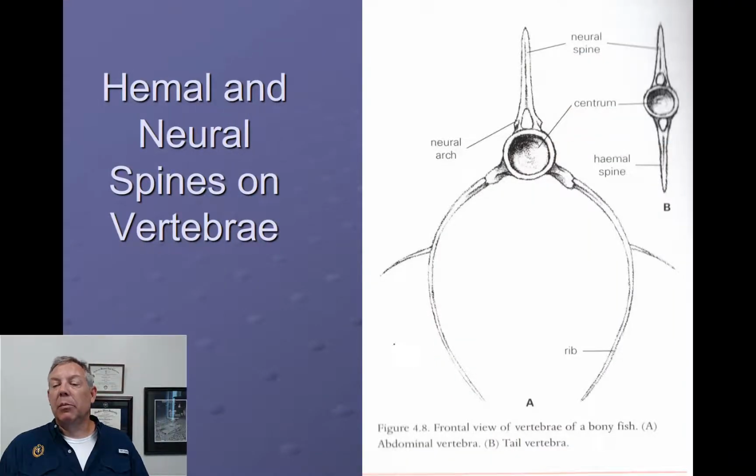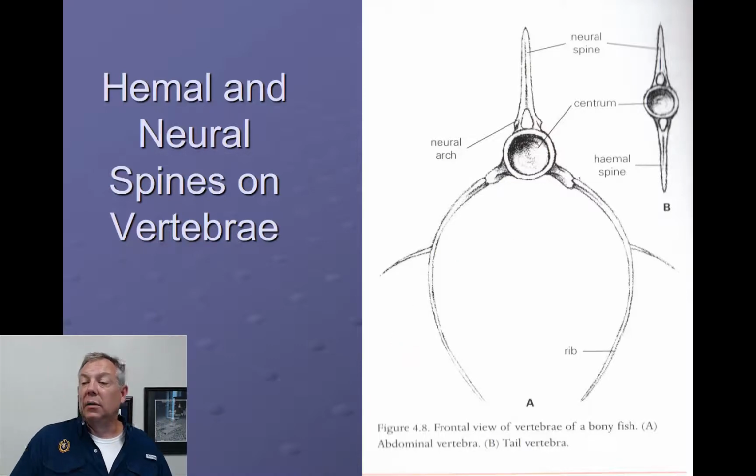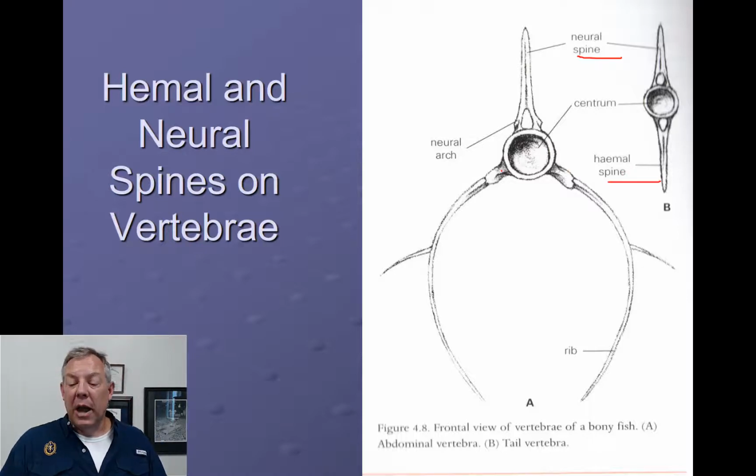Here's a typical vertebra head on. So this is kind of a cross section. Again, you can see this is a vertebra toward the posterior portion of the fish, and the neural spine is on top, and the hemal spine is on bottom. This other letter A is a vertebra that's closer to the head of the fish, and it also has a neural spine, but instead of a hemal spine, it's got the rib coming off of it. And of course here in the middle, you've got this hollow portion that the spinal cord runs through.